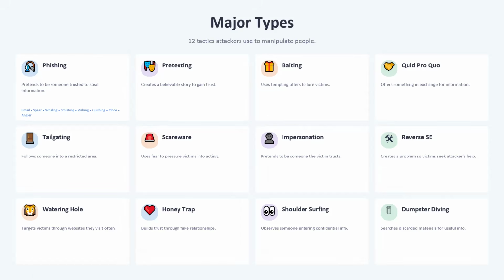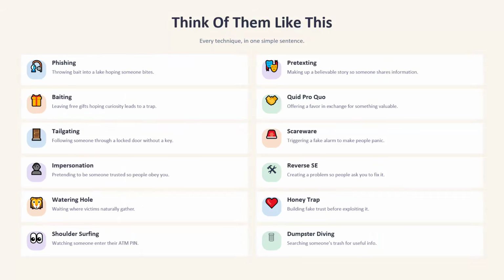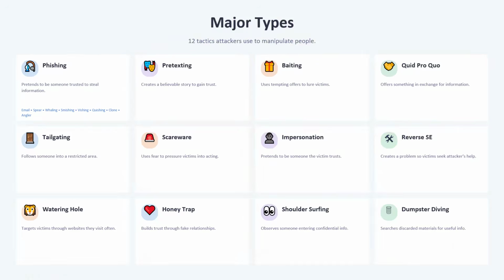The attacker invents a convincing scenario that encourages the victim to reveal confidential information or perform an action that they normally wouldn't. And the success of a pretexting attack depends on how believable the story is. Then we have baiting.